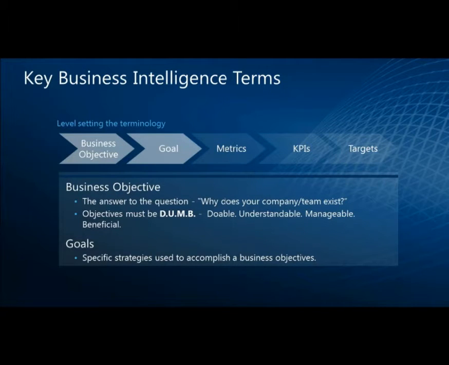Nice. So for those who aren't as familiar with business intelligence terms, I want to go through a couple of concepts here, also to help level set some of the terminology. From a business intelligence standpoint, we have what we call the business objective and a goal. Business objectives help us answer the question, why does your company or team exist? Your objective must be DUMB: doable, understandable, manageable, and beneficial. Kind of like SMART goals: simple, measurable, attainable, realistic, and time-based. Your goals are your specific strategies used to accomplish a business objective.